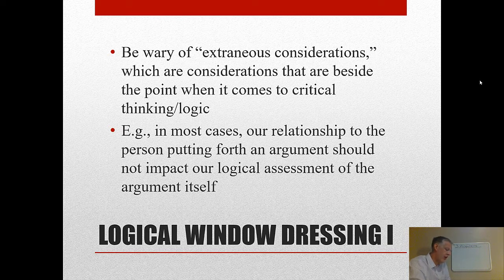So we have to be on guard as logicians when trying to identify and assess arguments. We have to be on guard against these sort of superfluous factors, if you will. For example, as I mentioned at the bottom of slide 21, in most cases, our relationship to the person putting forth the argument shouldn't have any bearing on our assessment of it. We shouldn't let, for example, the fact that it's our father or our mother presenting the argument influence us when it comes to actually assessing the merits of the argument itself.